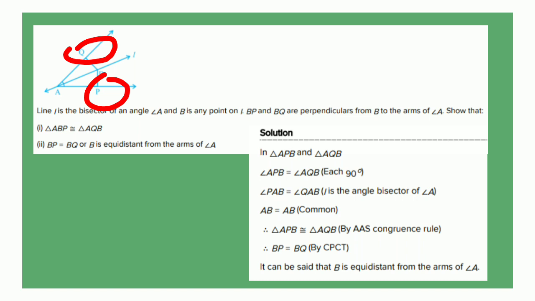Then angle PAB is equal to angle QAB, because L is the angle bisector of angle A. So those two angles are equal. Then again AB is the common side of these two triangles. So AB equal to AB, that is the common side. Therefore we can say by AAS congruence rule, triangle APB congruent to triangle AQB. By CPCT we can say BP equal to BQ. It can be said that B is equidistant from the arms of angle A. Okay.